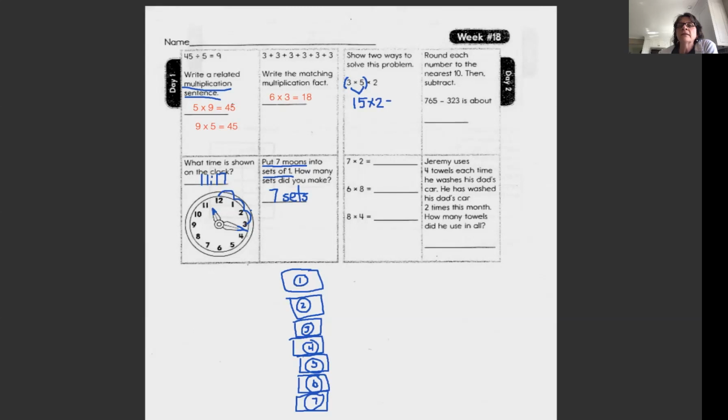So it's 15 times 2, which seems like it's difficult, but it's really 15 twice, or 15 plus 15. And hopefully you can do that mentally. So 15 times 2 is 30. Now it did say show 2 ways. We've only showed one so far. So I'm going to go ahead and write that again. I'm going to type it so it's nice and neat.